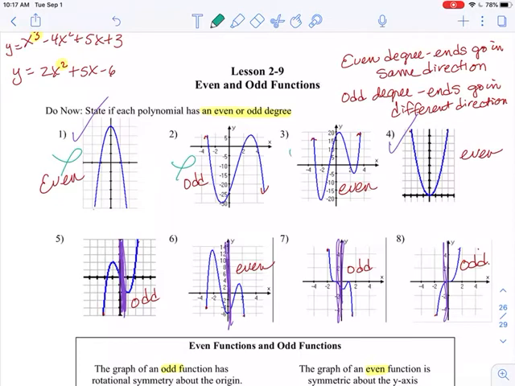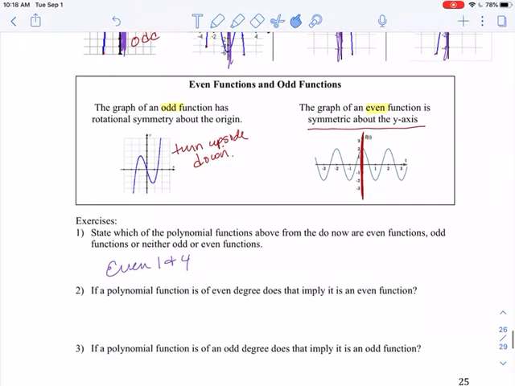1 is not the same. 2 is not the same upside down. 3 is not the same upside down. 4 is not the same upside down. 5 is the same upside down. 6 is not the same upside down. 7 is not the same upside down. And 8 is exactly the same upside down. So my odd functions are 5 and 8.